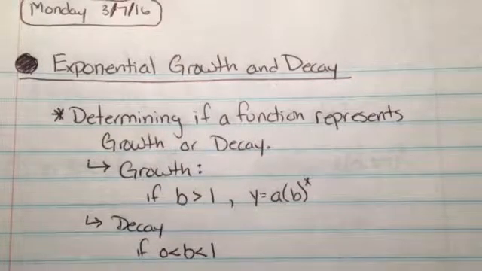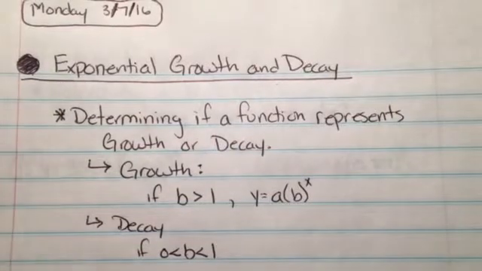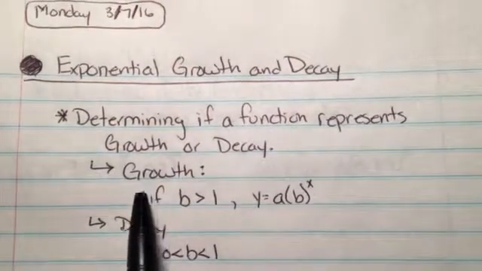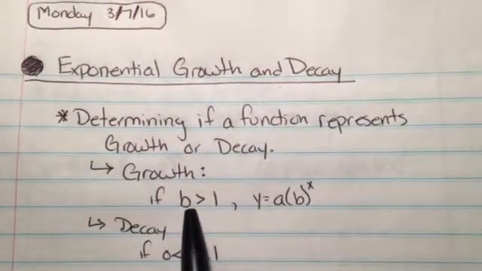Okay, notes on exponential growth and decay. First thing we're going to look at is determining if a function represents growth or decay. Okay, so to figure that out, if we're looking at growth, here's what we'll have. The b-value is going to be a number greater than 1.